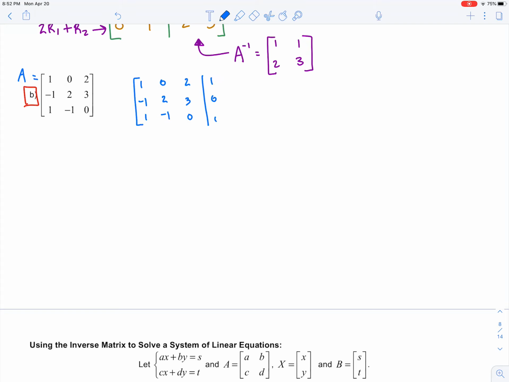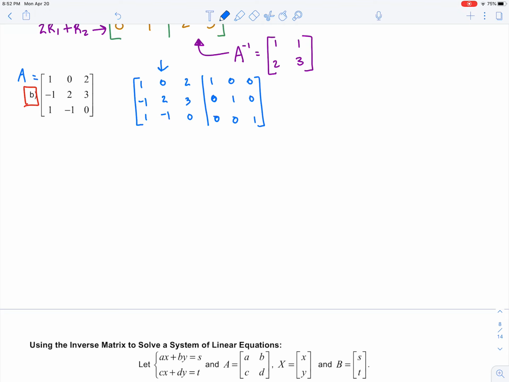And then you write the identity matrix over here. So we'll have 1s in the diagonal, 0s elsewhere. And the goal is to use row operations to get this left-hand side to be the identity matrix. Then whatever is left over on the right will be A inverse.